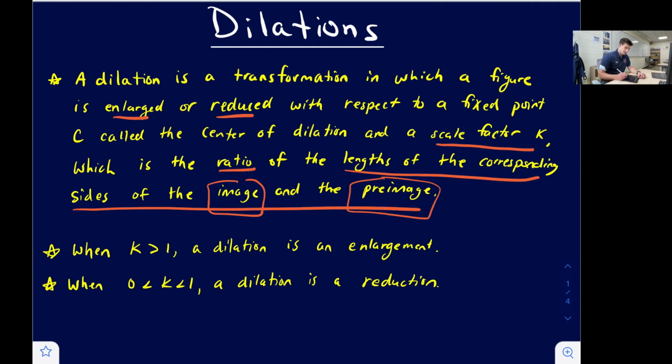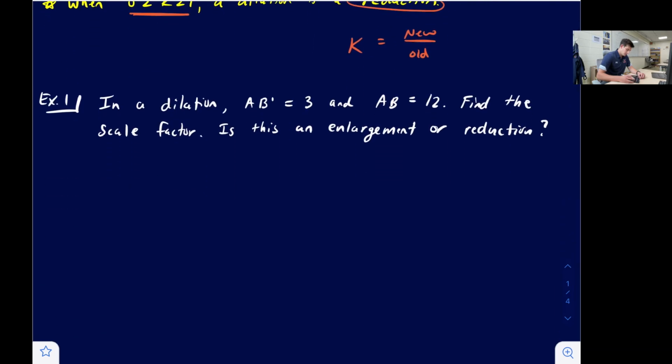Okay, so sometimes I say, in order to find the scale factor, you can do new divided by old, right? So that could be a corresponding side length or a corresponding distance, just depending on what the question is asking you. Okay. A couple other things to note: when K is greater than 1, we call that an enlargement. And when K is between 0 and 1, so 1/2, 1/3, something like that, we call it a reduction. Okay. All right, so let's look at a couple examples.